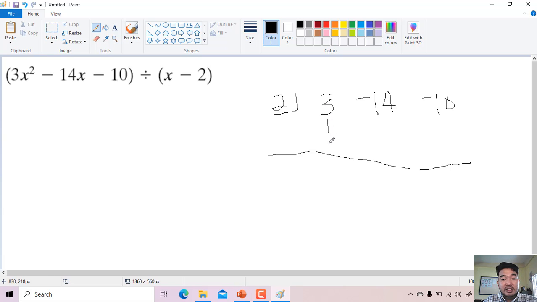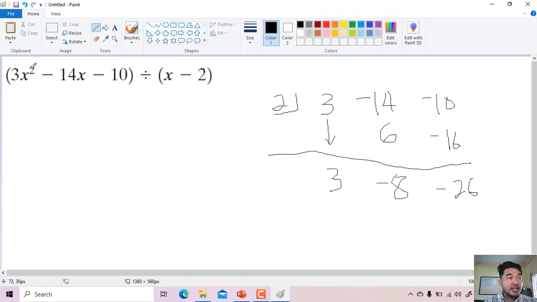The first step is to bring down 3. So you have 3 here. Then you multiply 3 and 2. So you'll have a product of 6. You write the product here. And then we add. Negative 14 plus 6 is equal to negative 8. Yeah, negative 8 times 2 is equal to negative 16. And then we add, so you will have negative 26.